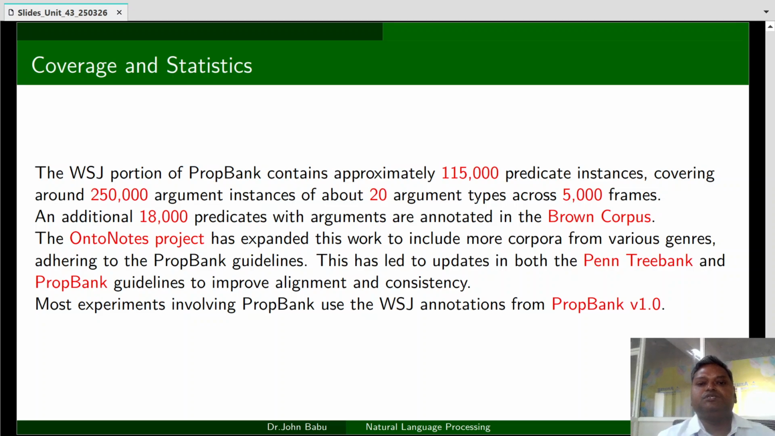Now let us finish this with the analysis of the present status of the PropBank. The Wall Street Journal portion of the PropBank contains approximately 115,000 predicate instances covering 250,000 argument instances, 20 argument types, 5,000 frames. In addition, 18,000 predicates with arguments are annotated in the Brown corpus. Then another project, OntoNotes, has expanded this work to include more and more corpora and various genres.